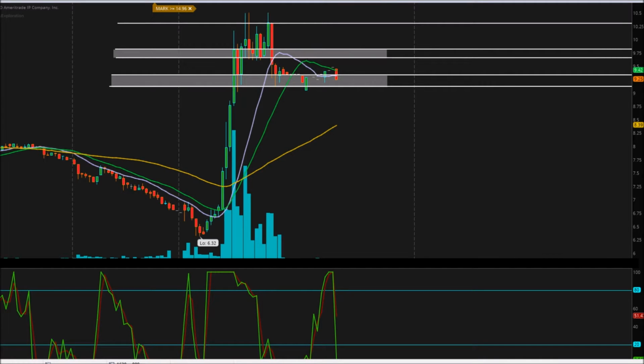This time we're taking a look at ticker symbol SAEX, that's SAExploration Holdings Incorporated. The chart we're looking at today is a 15-minute chart, each candlestick representing 15 minutes of trading. And this is an intraday chart. We want to focus on what happened today.